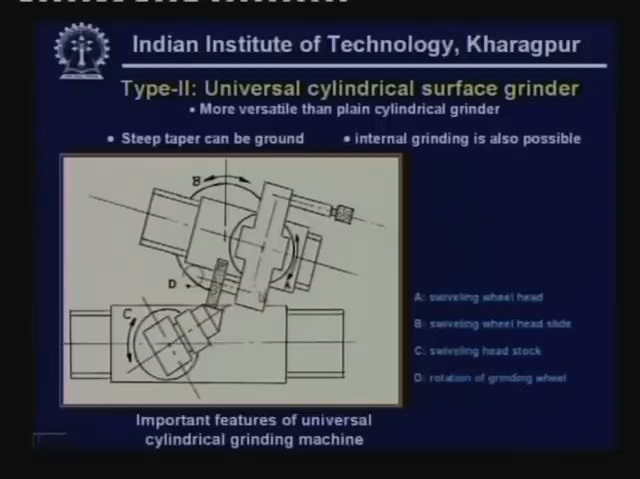In addition to this, we have a special feature, that means an internal grinding spindle is also provided. That means on the workpiece where OD grinding, that means outside grinding, is done, in the same setup bore grinding is also possible by just rotating this wheel slide into proper position and using this small grinding wheel for the necessary bore grinding. That is the special feature of this machine.